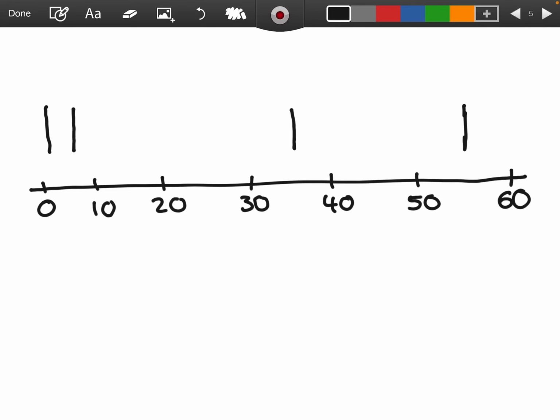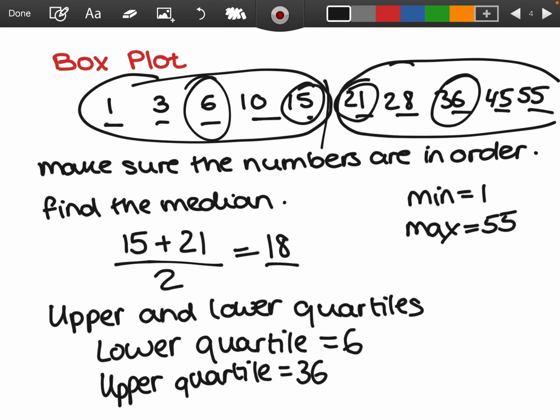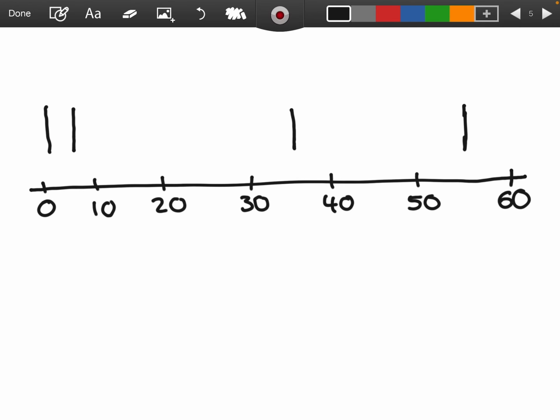I'm going to draw a line at each of those values. And then finally, my median was 18, which would be around there. Okay. Once you've drawn these lines, what I want you to do is to draw a box where we have the lower and upper quartiles and the median.